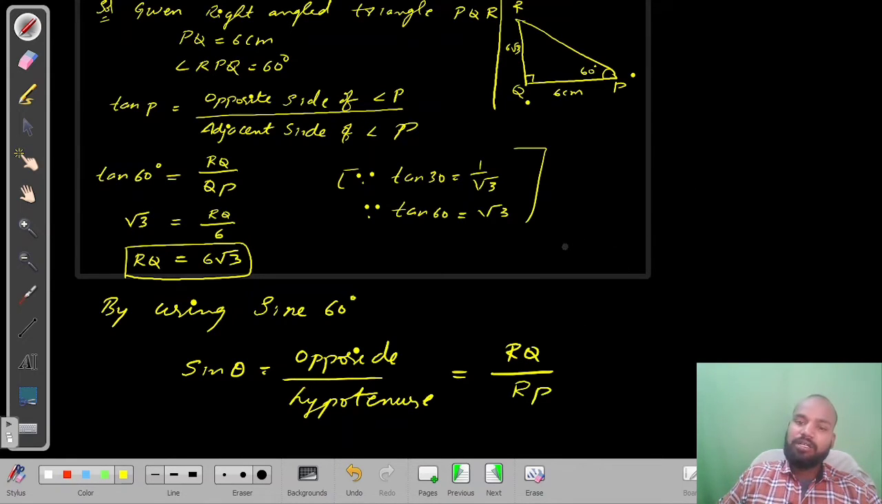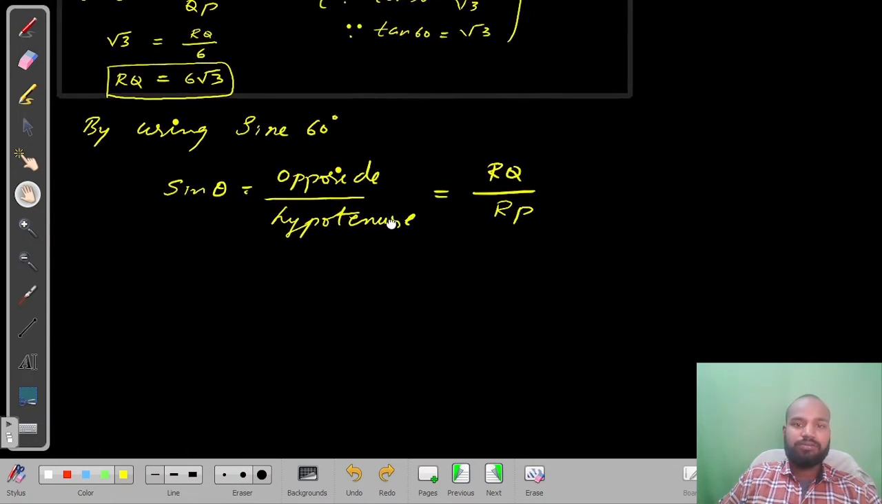So we know the RQ value. We recently got the RQ value, right? RQ value is 6 root 3. Then what is the RP value? We don't know, right?